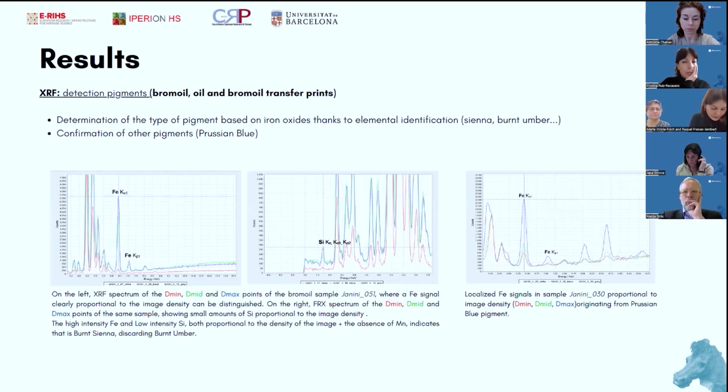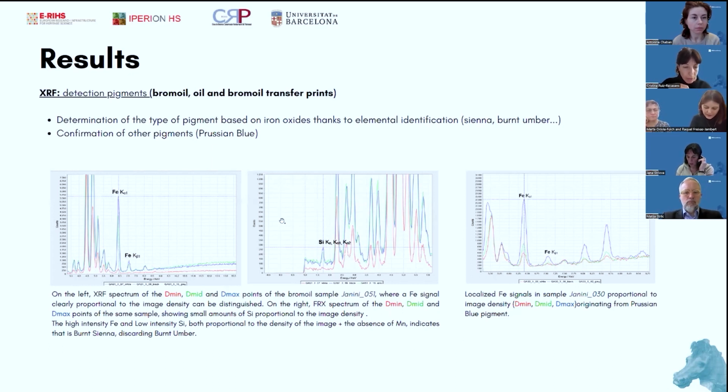X-ray fluorescence has been very effective for the detection of pigments thanks to elemental identification, especially for the iron oxide pigments, like to distinguish between sienna or umber. For example, if we see the two spectra on the left side of the slide, on the left there is an XRF spectrum of the Dmin, Dmid, and Dmax points of a bromoil sample, where we can see an iron signal clearly proportional to the image density.